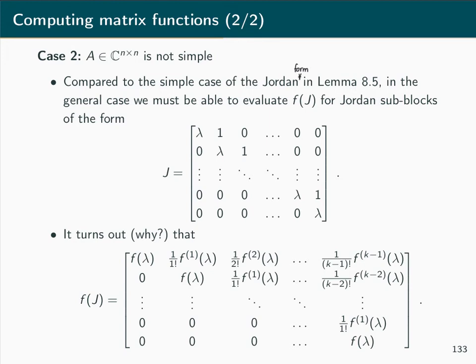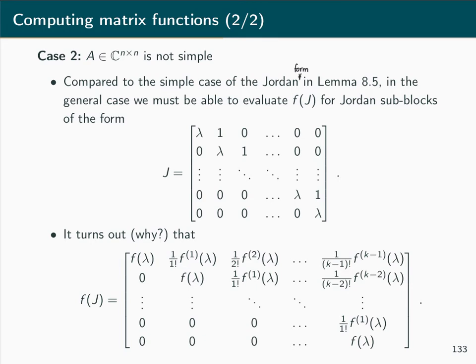So unlike f of a diagonal Jordan subblock, which yields again a diagonal matrix, if we take f of a Jordan subblock which has ones on the superdiagonal, we end up with f of J as an upper triangular matrix, where we have f of lambda on the diagonal as before, but now we have the first derivative of f multiplied with 1 over 1 factorial on the superdiagonal. On the next superdiagonal, we have 1 divided by 2 factorial times the second derivative of f, and so on up to 1 over (k-1) factorial times the (k-1)th derivative of f of lambda.